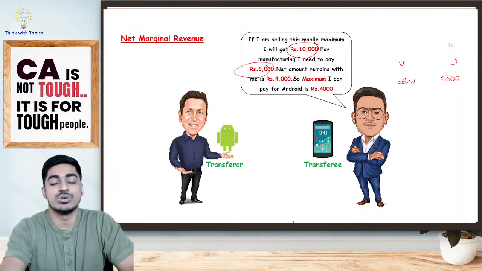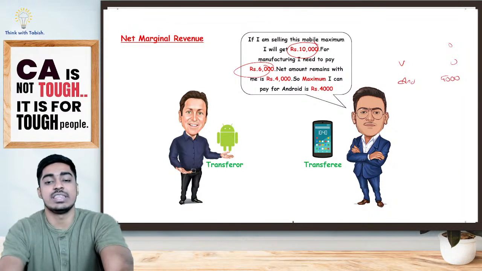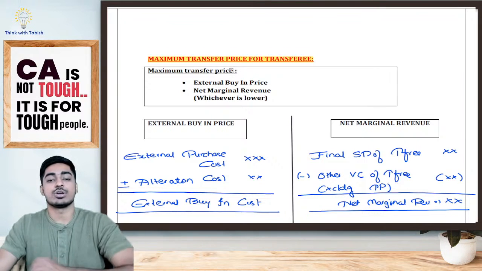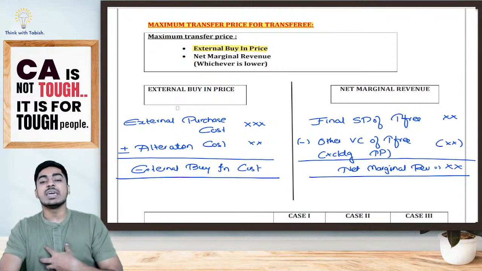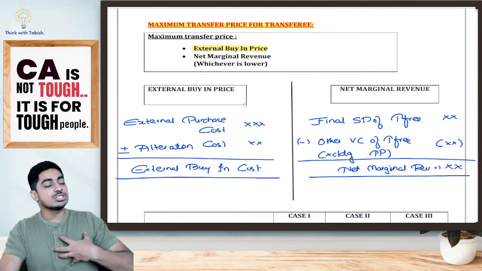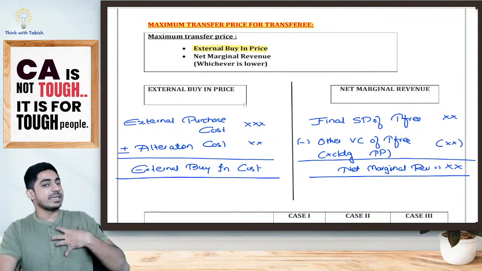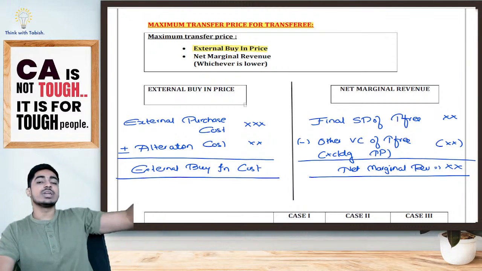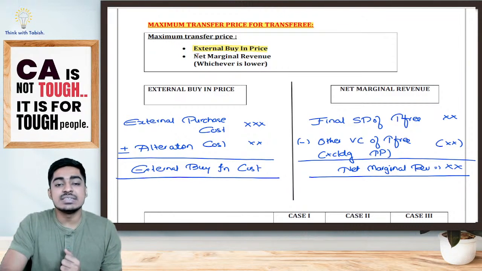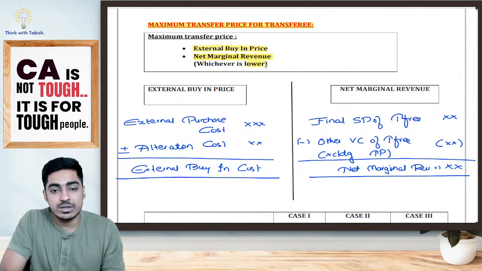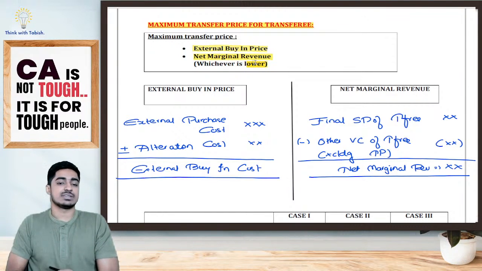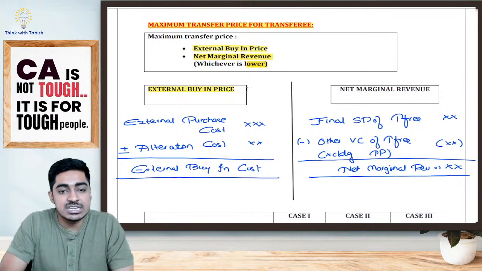Is it clear, students? So we have two different things to keep in mind while we are talking about the maximum transfer price. First, we have the external buying price. If we are buying from outside, how much cost will we incur? Look at this external buying cost. Outside, how much cost are we incurring? Then net marginal revenue: with us, how much cash is there? Whichever is lower. Why whichever is lower? We will discuss it.